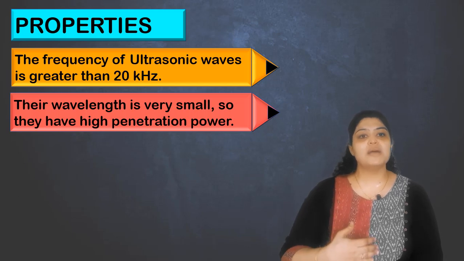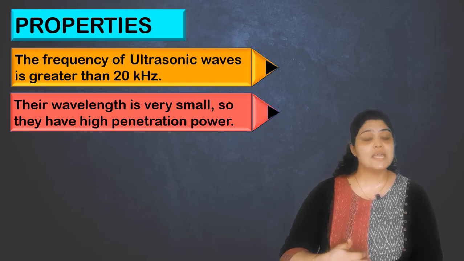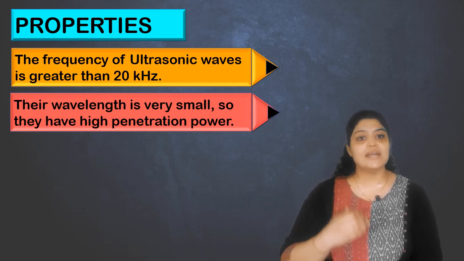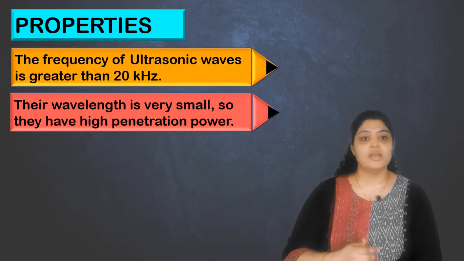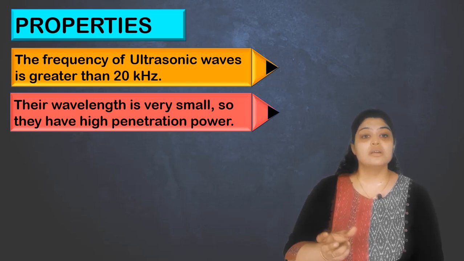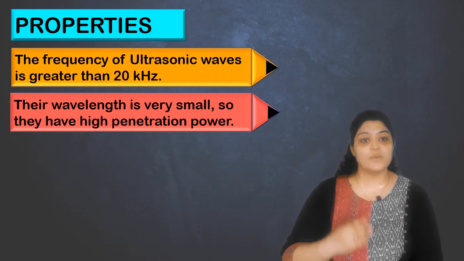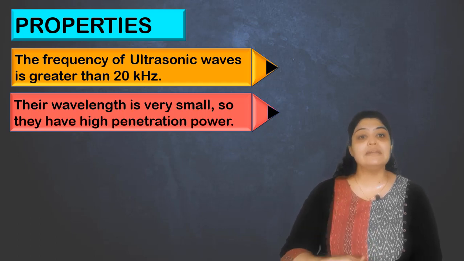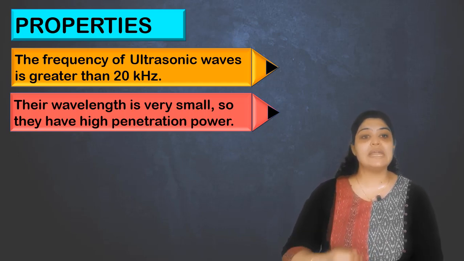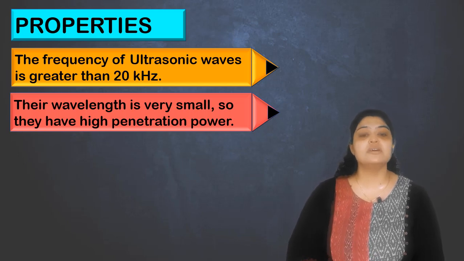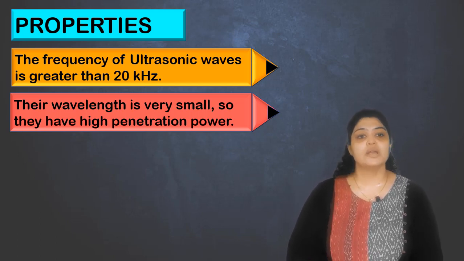Now what do we mean by a low wavelength? You know that frequency and wavelength are inversely related to each other. When I am saying that they have a very high frequency, that means their wavelength is very, very small. Wavelength is the distance between two crests or two troughs, which is denoted by lambda. So if the wavelength is very small, they can penetrate any material to a great extent. That means they have a higher penetration power.